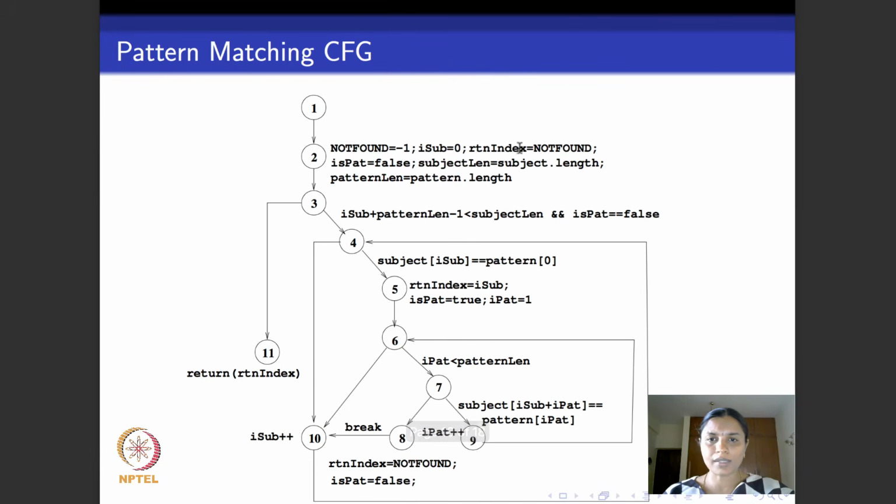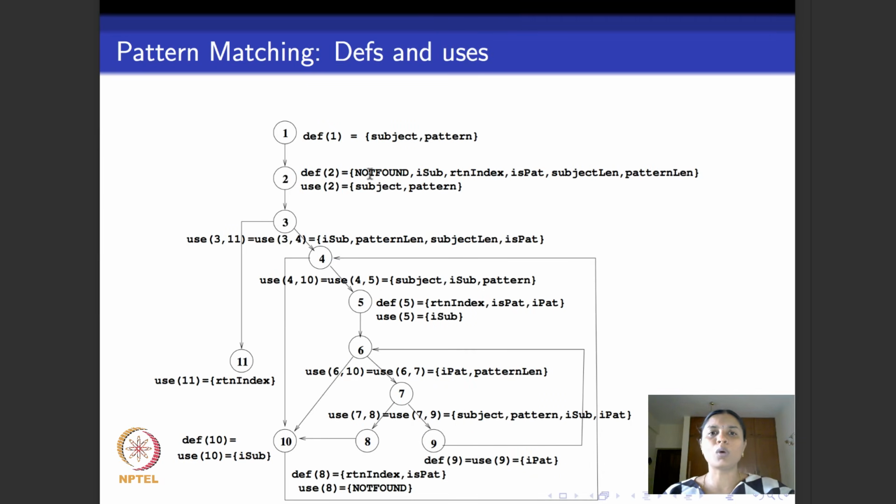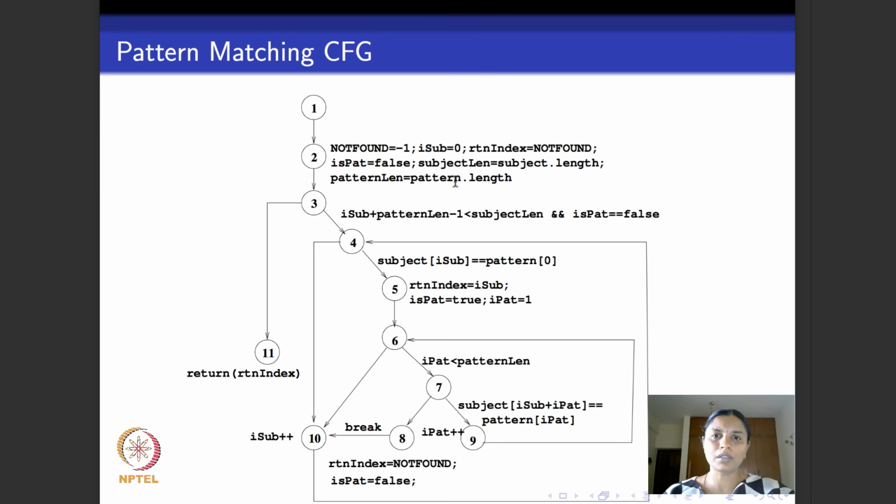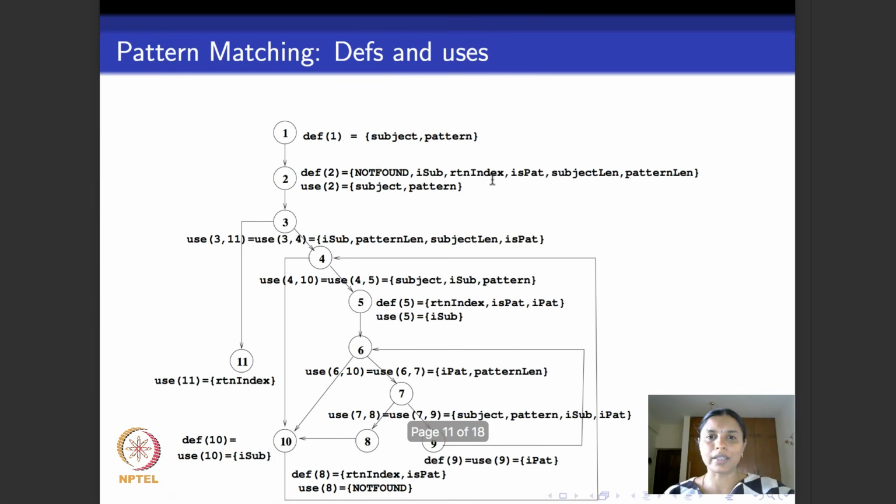If you see, there are so many assignment statements here. It says not found is -1, I sub is 0, return index is not found, ispat is false, and so on, right? So I say definition of two is all the variables that have been initialized here, which is not found, I sub, return index, ispat, subject length, pattern length, right? Now, two also has two uses, which is subject and pattern. Why is it use of subject and pattern? I use the variable subject and pattern that was passed as parameters at node 1 and compute their length here, and assign it to subject length and pattern length. So I have used these two variables, subject and pattern. So that's why I have put use of two as subject and pattern, right?